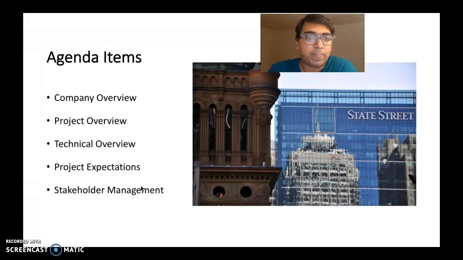So, the agenda items that we're going to capture in this meeting: we're just going to go over the company overview. Since we are all a part of State Street, this slide will merely capture some basic facts and some recent financial figures of the company, just to show you how well the company is doing and what the future looks like and where it's heading. And then we're going to get into the project overview, where we'll talk about the different staff and what the project is all about. And then we're also going to discuss the technical overview of the project, where we will talk about what kind of technical implementation is required, what kind of skill sets are required, and what's actually going to be happening.